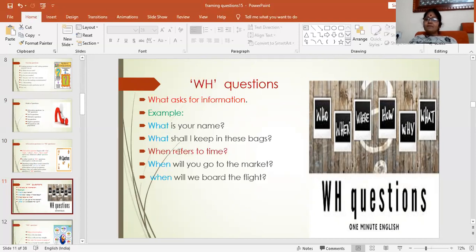And when refers to time. When I use the word when, I should use it for asking about time. Like when will you go to the market? Or when will we board the flight? So when is used to refer to time. Now here also I cannot say yes or no. I will go to the market at 5 o'clock or I will go to the market tomorrow, right? So I have to give a complete answer over there.